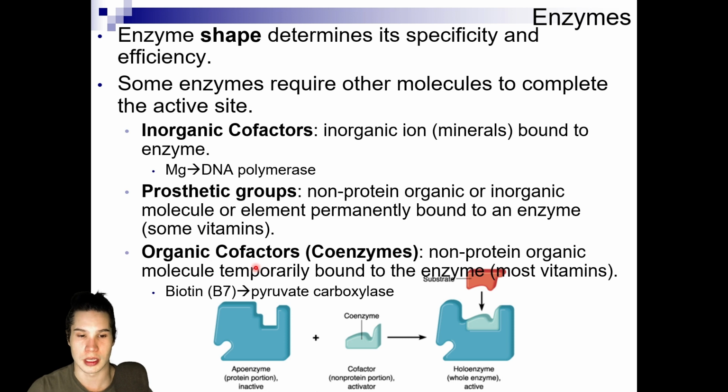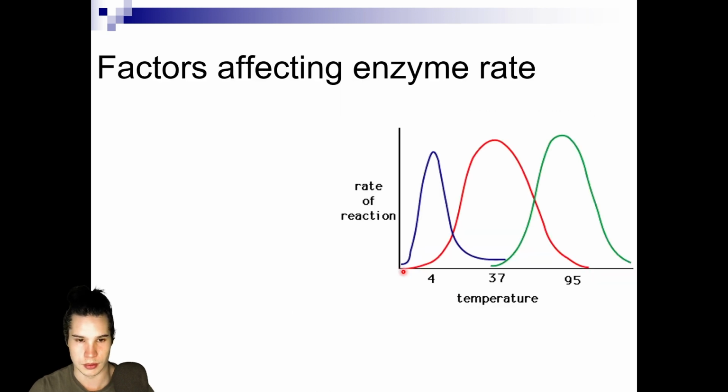So lastly, we have organic cofactors or coenzymes, and we know they're going to contain both carbon and hydrogen because they're organic. They're going to be non-protein organic molecules that temporarily bind to enzymes in order to activate them. An example of this is vitamin B7 or biotin, which is actually required for the enzyme pyruvate carboxylase, an enzyme that converts pyruvate to oxaloacetate. Another example of this would be vitamin C. Vitamin C actually binds to the enzyme that synthesizes collagen.